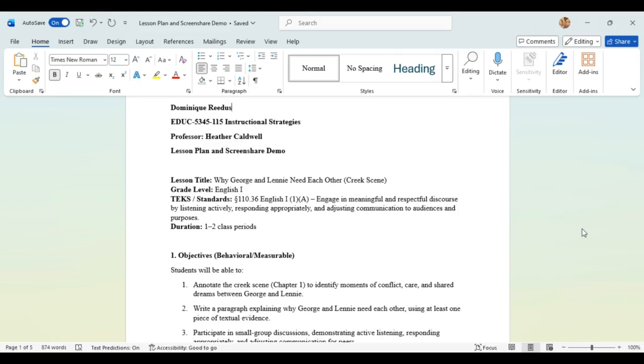This is from the TEKS standards 110.36.1A, and this is for engaging in meaningful and respectful discourse by listening actively, responding appropriately, and adjusting communication to audiences and purposes. The duration for this lesson can be from 1 to 2 class periods.